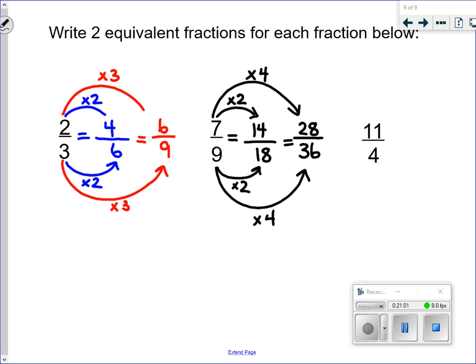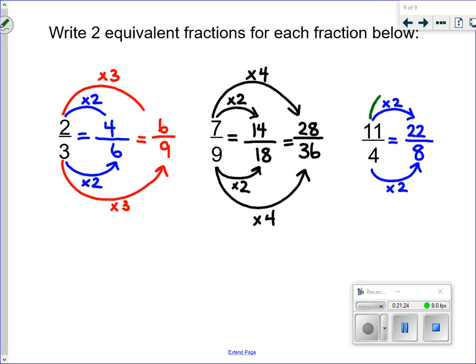And what about this last one? So let's keep it simple. Multiply by 2. If I times by 2, 11 times 2, 22. Do the same on the bottom, times by 2. 4 times 2 is 8. So I have the fraction 22/8, which is equivalent to 11/4.